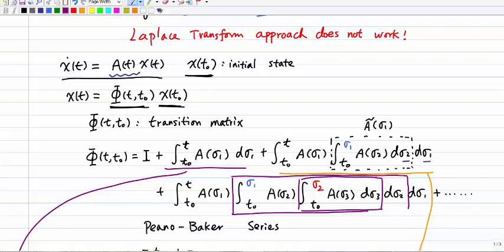This gives us a function of sigma 1, and then we integrate the last one, integrating over sigma 1 from t0 to t. So this will give you a function of t0 and t, where t0 is the initial time and t is the current time. Okay, there will be many more terms, until an infinite number of terms. They follow the same pattern.